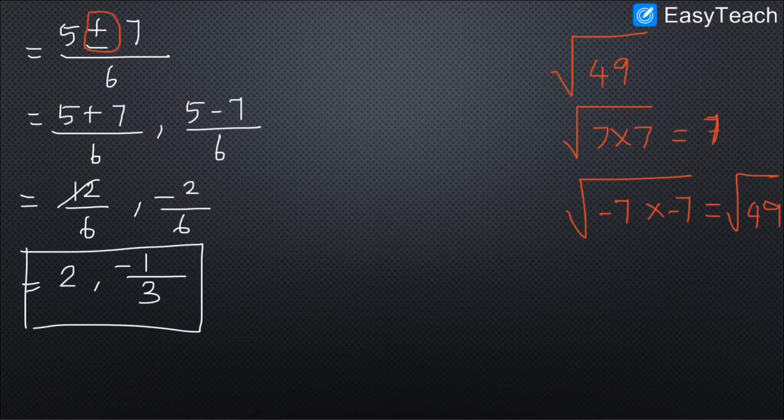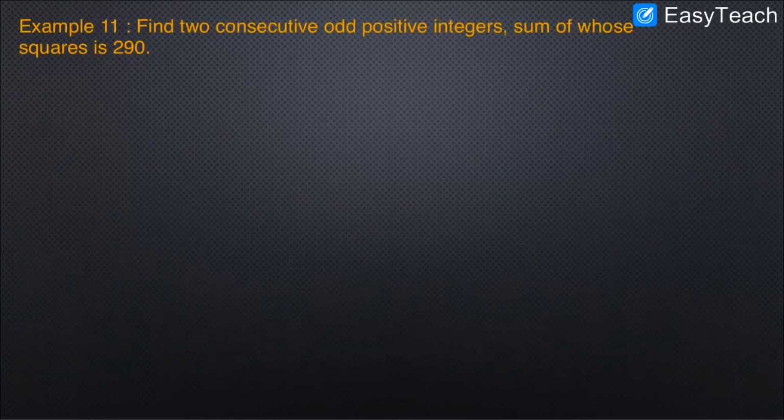These are the roots of this quadratic equation. Let's try to solve this word problem. Find two consecutive odd positive integers, the sum of whose squares is 290. First of all, let's assume the two consecutive odd positive integers.